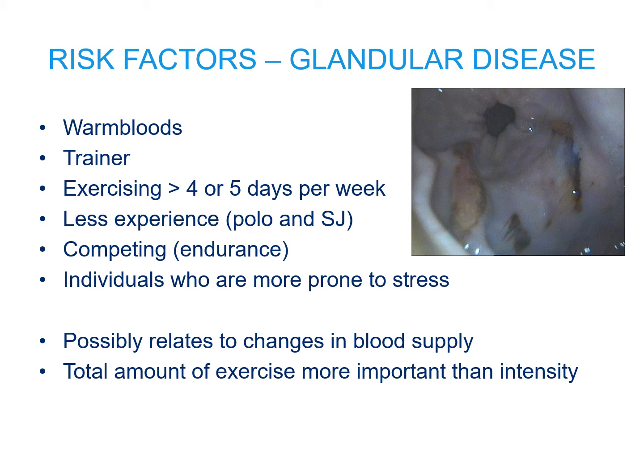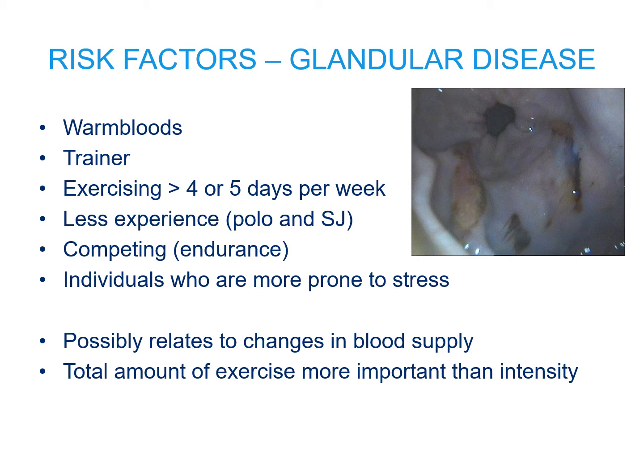If they're less experienced, certainly within polo and show jumping, they're more likely to get disease. Probably that's related to stress, or that's the theory currently. If they're competing a lot more, they're more likely to get disease. That's certainly been shown to be true for endurance horses and is probably true for other disciplines as well. And we know that those animals that are more prone to stress are more likely to get glandular disease. So we think most of these factors relate to changes in blood supply within the stomach.